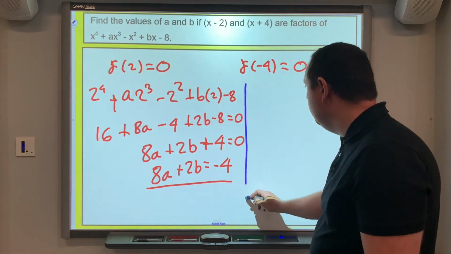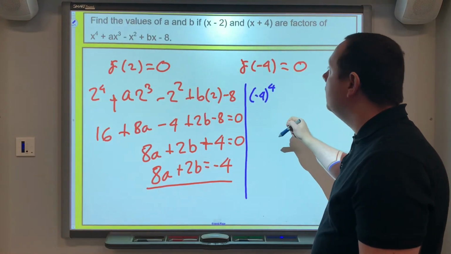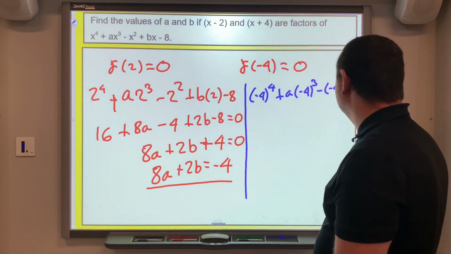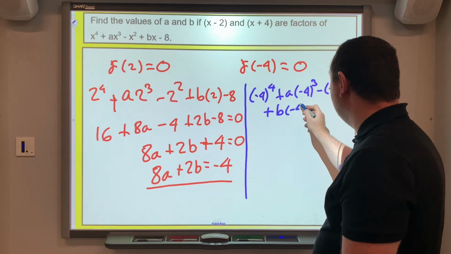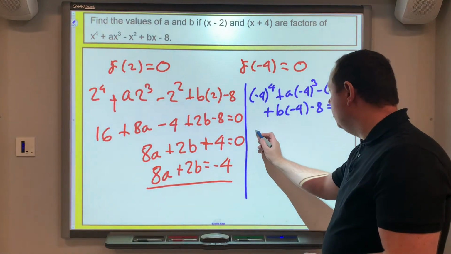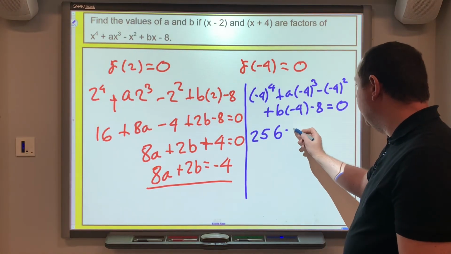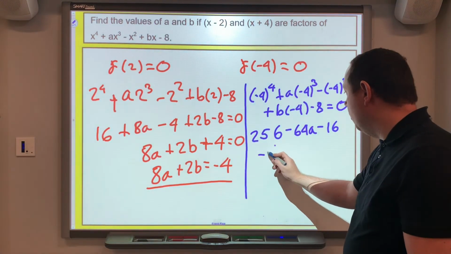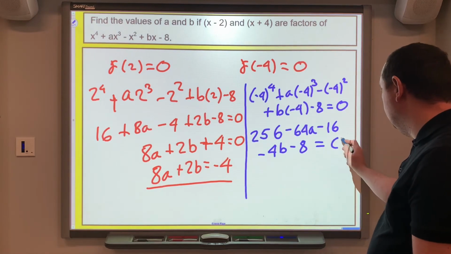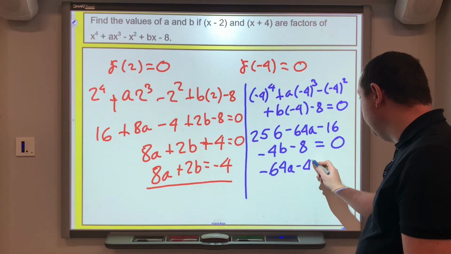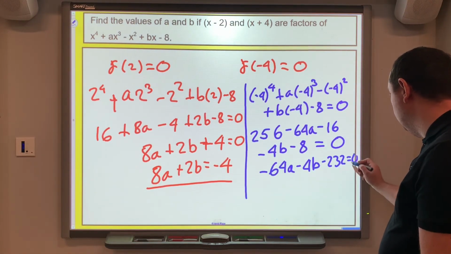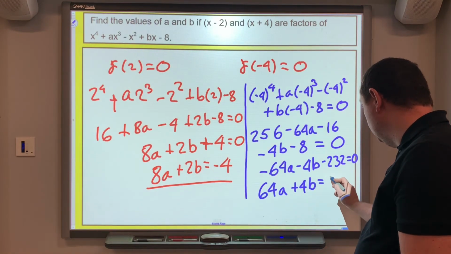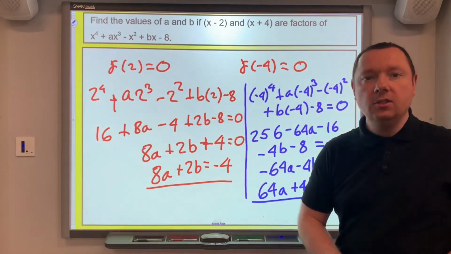Let's find the next equation. So f of minus 4 equal to 0, we get minus 4 to the power of 4, plus a times minus 4 cubed, minus minus 4 squared, plus b times minus 4, take away 8 equals 0. We get 256 minus 64a minus 16 minus 4b minus 8 equals 0. Minus 64a minus 4b plus 232 equals 0. Or to put it another way, 64a plus 4b equals 232. We've now got two equations that we can solve simultaneously.